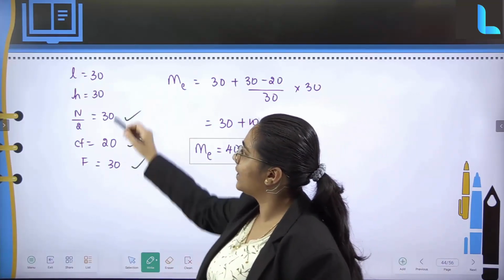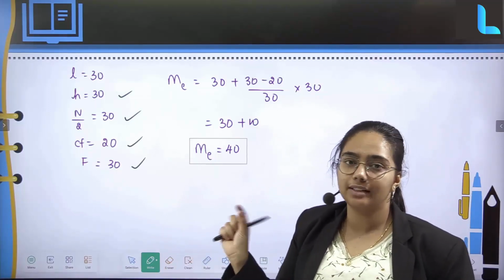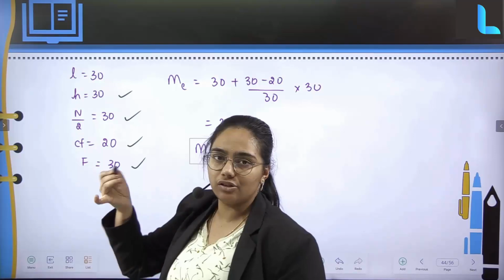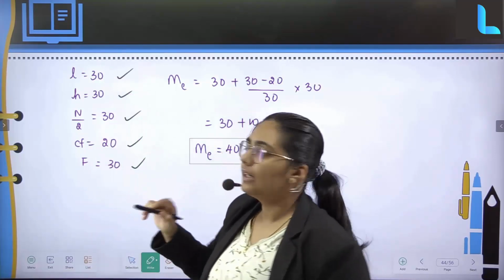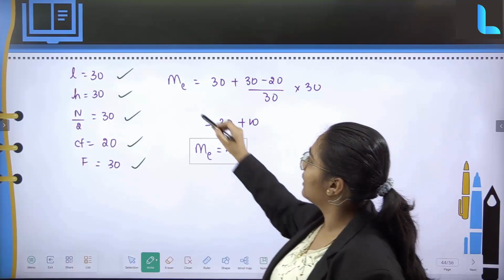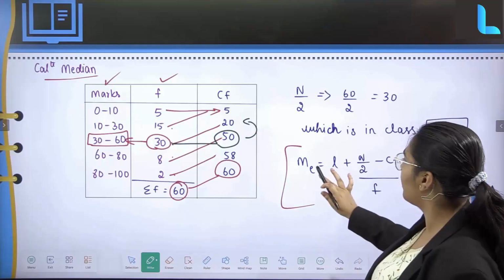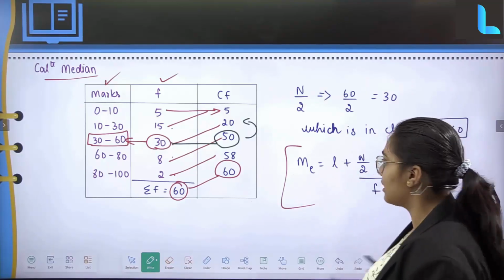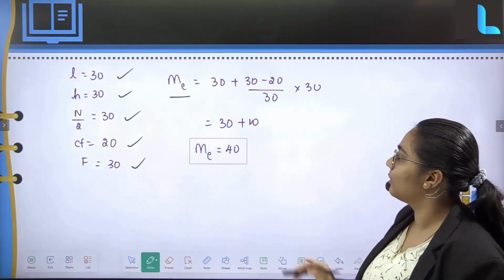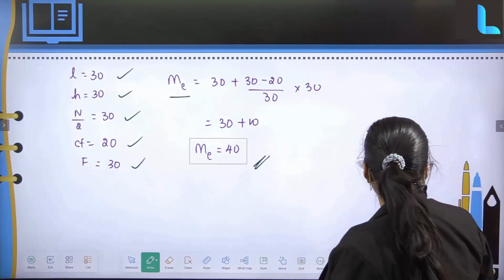So now that I have got all my values, n upon 2, cumulative frequency, and h: the class is 30 to 60, and between 30 and 60 the difference is 30. Therefore h is also equal to 30, and the lower limit is equal to 30. Now that I have my median formula, I have to just substitute the values over here. Substituting, I will be getting my median, which is going to be equal to 40.